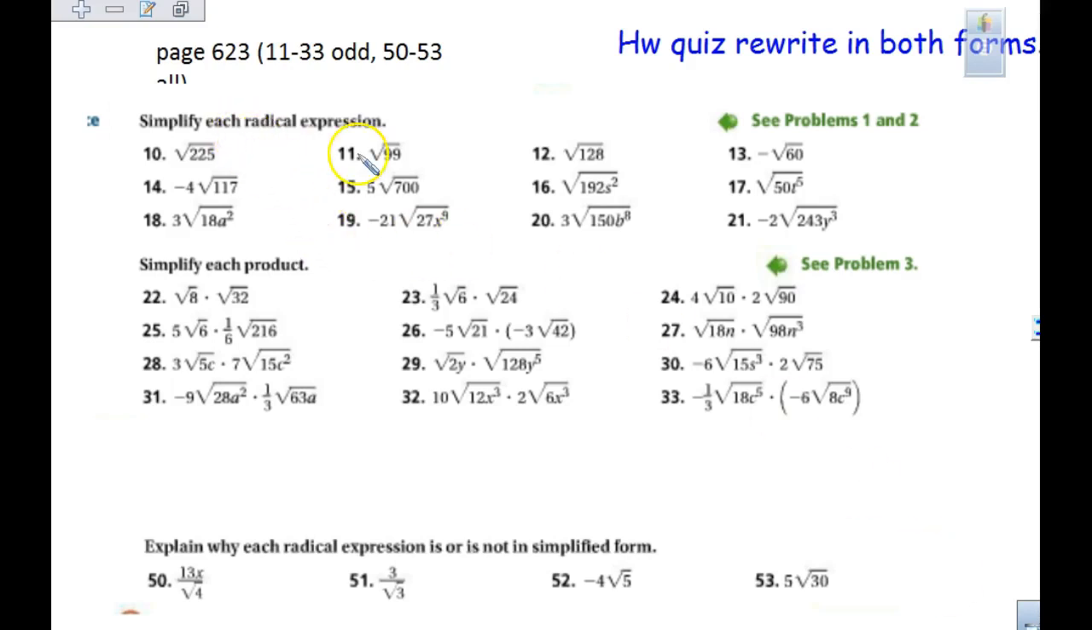Your assignment, and I want you to notice that it is from the textbook.